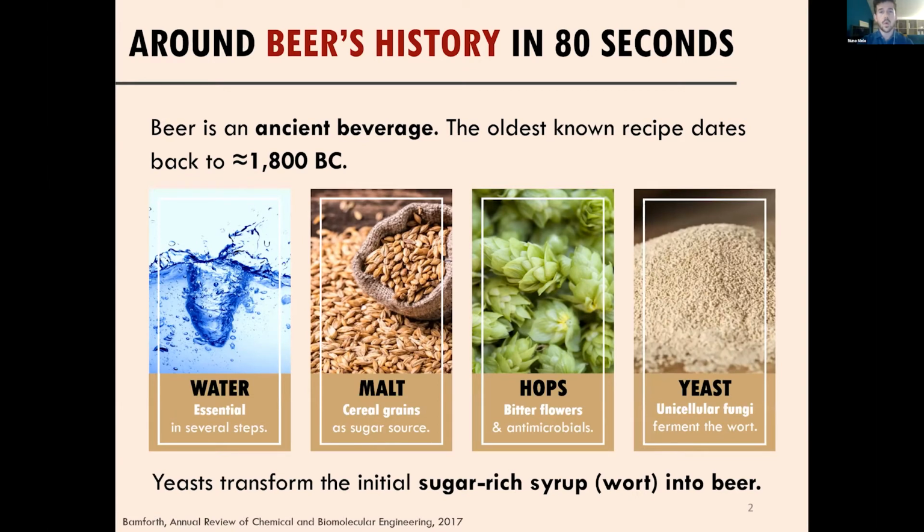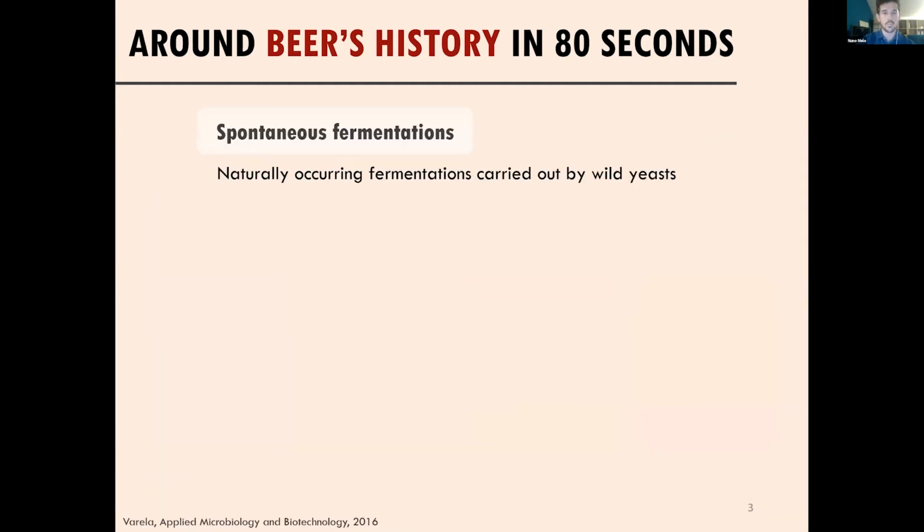And of course, while we're all here today, the microorganism that is crucial to beer making is yeast. It's this unicellular fungi that is able to transform the initial sugar-rich syrup into the beverage that we've all learned to love. So of course, 4,000 years ago, people had no idea that yeasts were the main cause of this fermentation. They just knew that if they added all the ingredients together and they left them alone long enough, they would eventually get beer. So this is what we call a spontaneous fermentation.